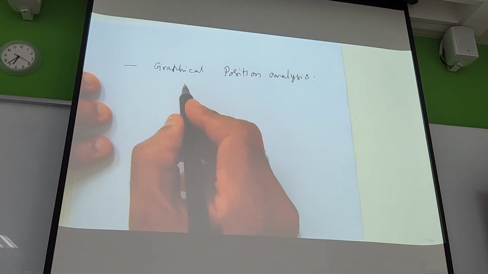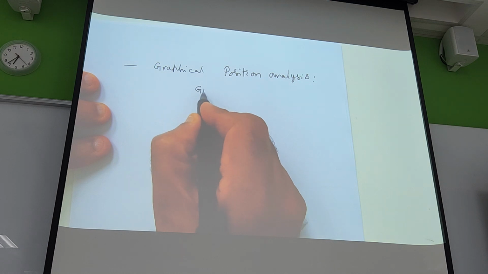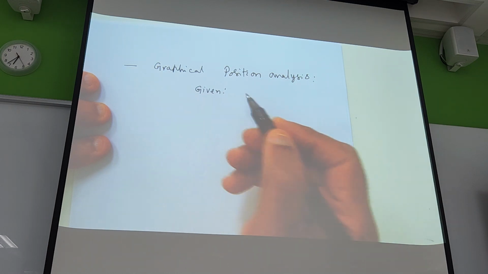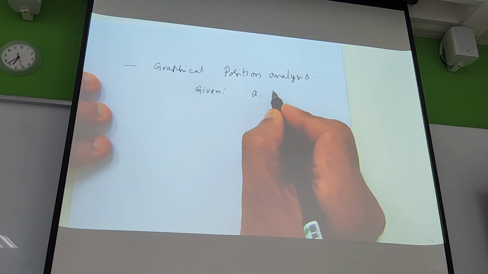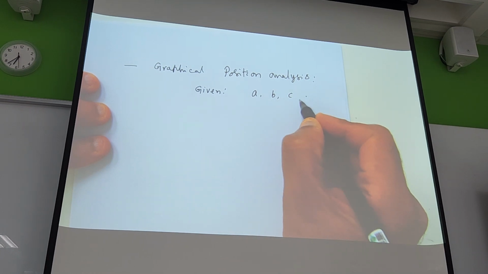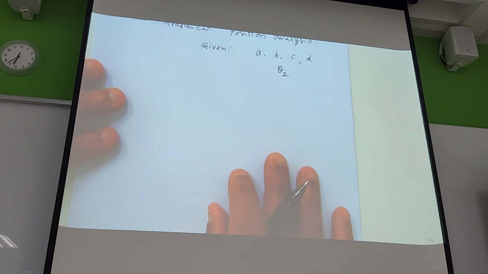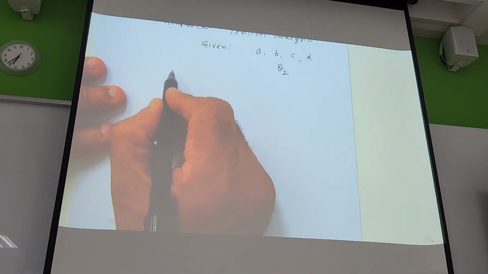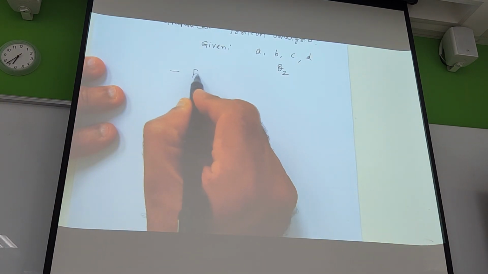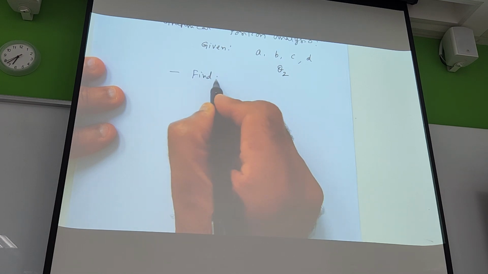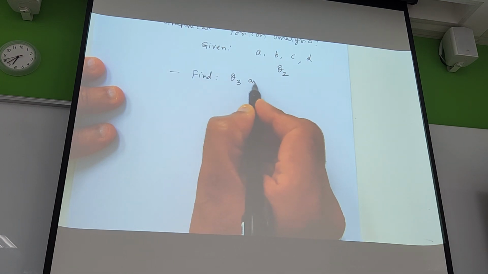Okay. So wherein what are the values given? So given A, B, C, and D, and theta. So we plot the mechanism to scale, then find theta P and theta.